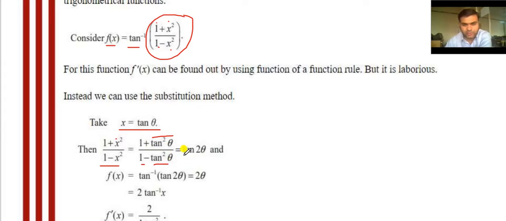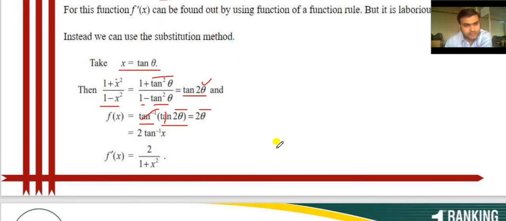So this is the formula of tan 2 theta. Tan 2 theta is equal to 2 tan theta divided by 1 minus tan square theta. Now we put this value here. So f(x) is equal to tan inverse, and we have simplified this bracket, and that is tan 2 theta. From tan inverse, the tan is cancelled, only 2 theta is remaining. So we write 2 theta.